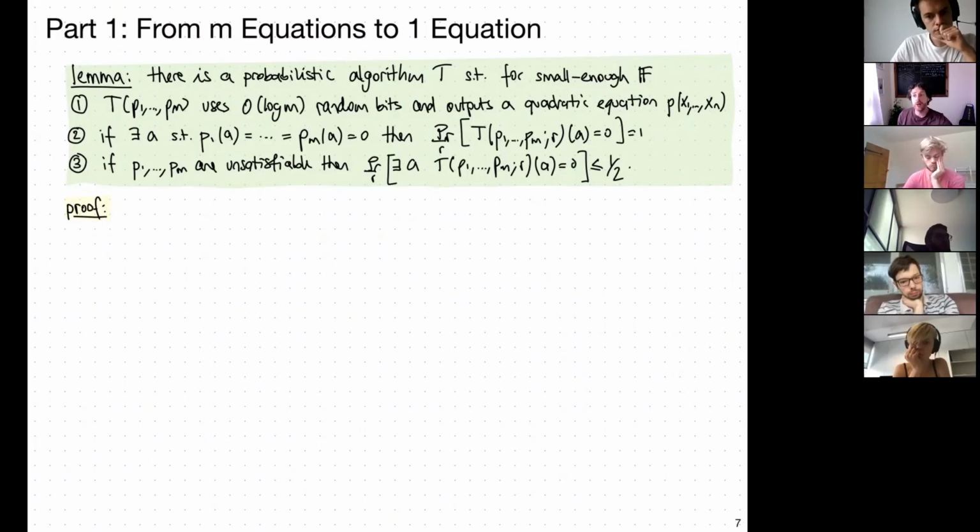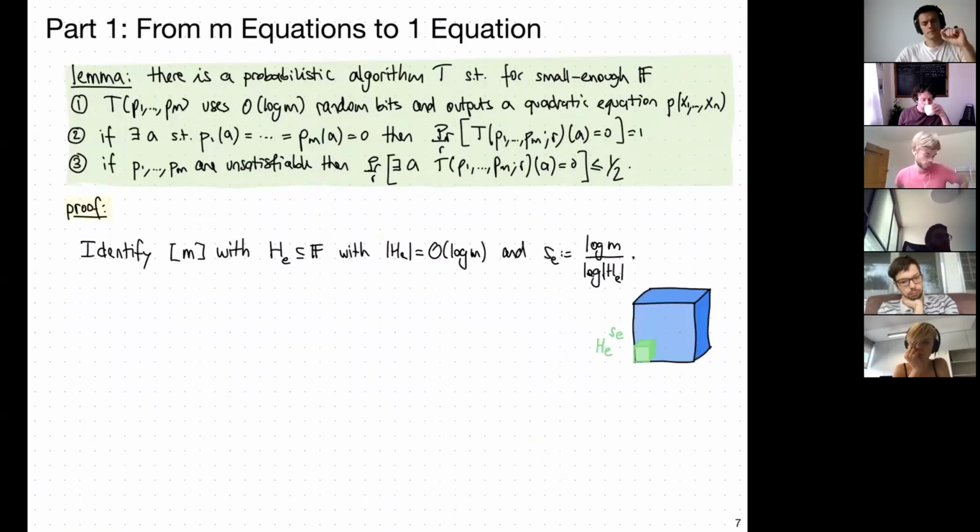Okay, so let's see what we're actually going to do. We'll start by taking m, the number of linear equations, and we'll identify it with some hypercube. We have this subscript e just because we'll have another hypercube later, so there is nothing fancy. We'll choose this green subset to be of size O of log n, and we'll choose the number of dimensions, which we'll refer to as s, to be log m over log of this. So it will be log m over log m.